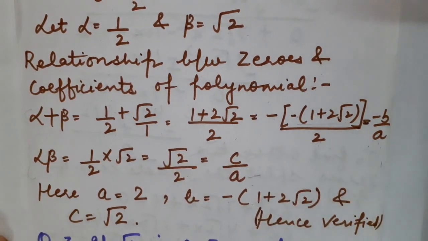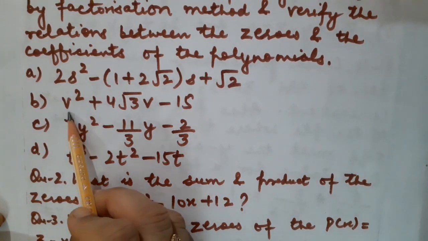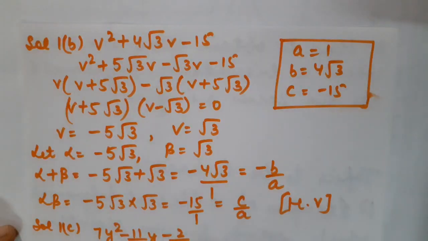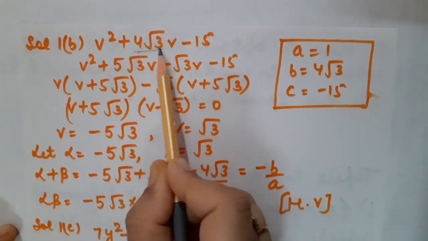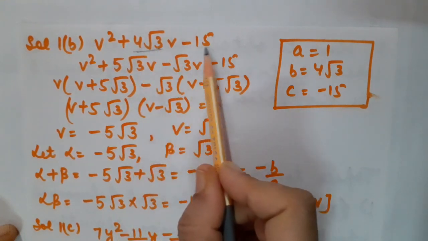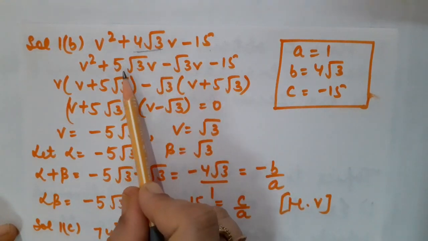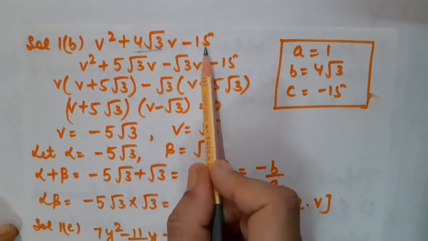Got it? In the same manner, children, we will have to solve parts B, C and D. So I am going to show you the solutions of these 3 parts. Please have a look carefully. This is the solution of part B. Here also root is present, so be careful. I want sum as 4 root 3 and product as minus 15. So the middle term will be split in such a way that the sum should be 4 root 3 and the product should be minus 15.